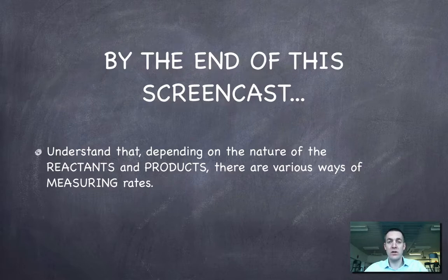Now, why would we want to do that? Well, either because we actually have to design an experiment of our own, or because we're being asked a question about this in an exam. A question like, how would you go about measuring this rate of reaction?